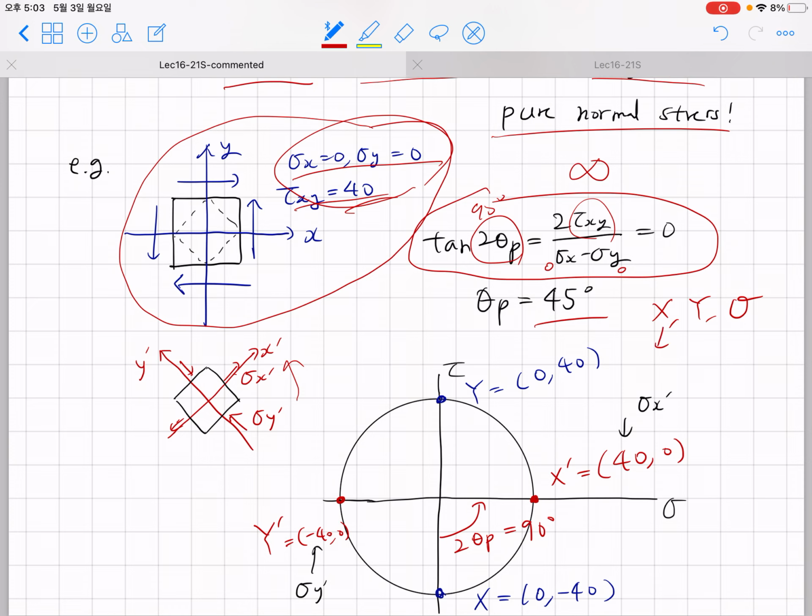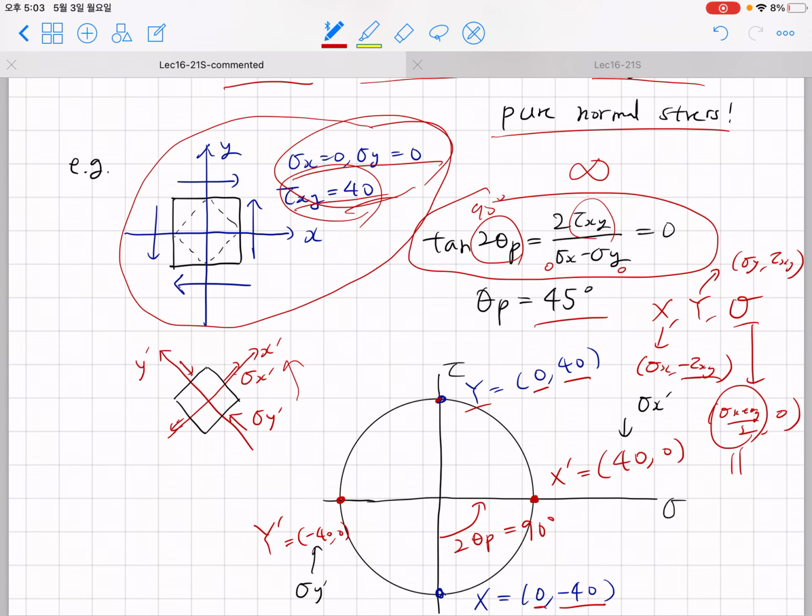Okay, so x is given as sigma x and minus tau xy. You plug in sigma x equals 0, tau xy is 40, so you plug in minus 40 because it's minus tau xy. For y, you plug in sigma y and tau xy, so if you plug in 0 and 40, y is here. Regarding the O, you have sigma x plus sigma y divided by 2, and 0. Because sigma x and sigma y are 0, it's simply 0. So the origin is here. After making the 3 points, you can complete the Mohr circle quite easily.